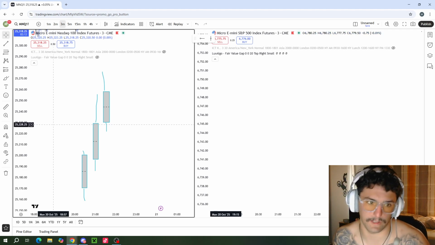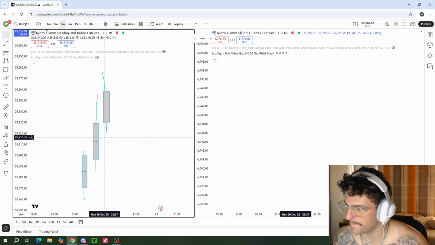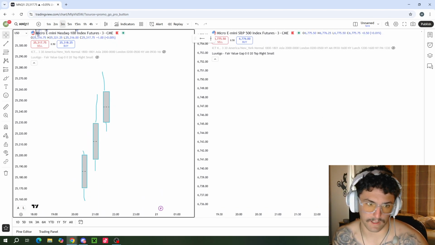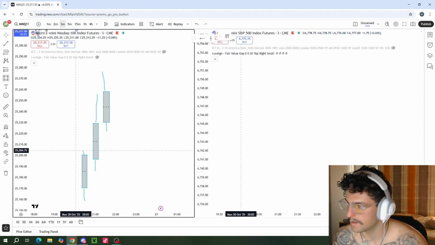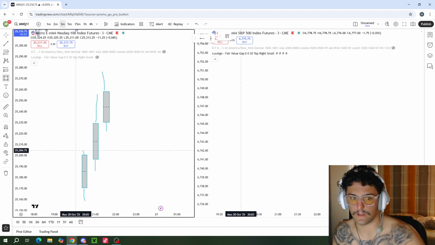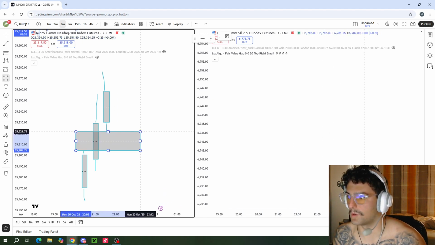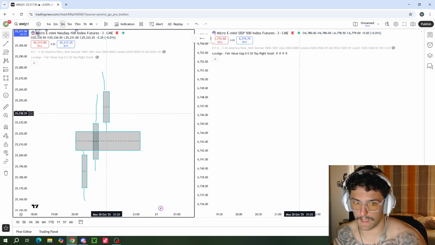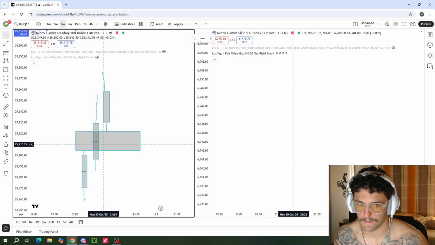Here is where our fair value gap is. So in this price range, there is a gap. Let me mark it out. So right here, for a bullish one, from the first candle's top wick to the third candle's bottom wick, that gap there is a fair value gap in this price range.